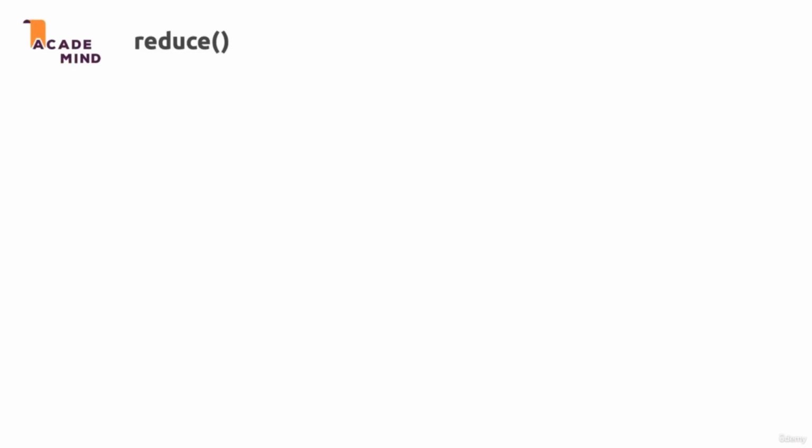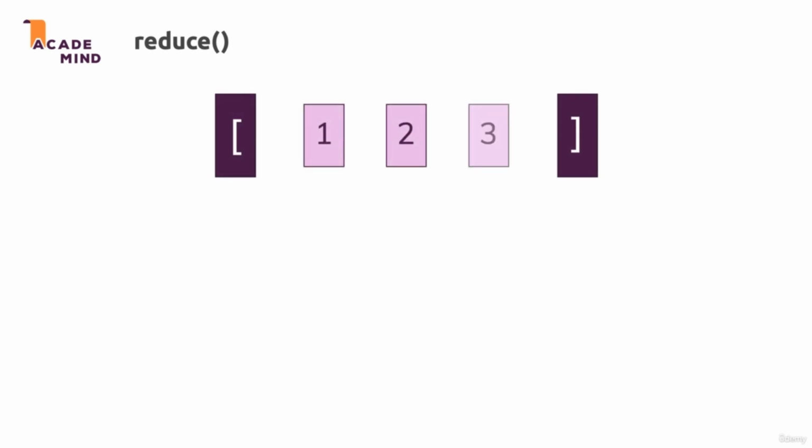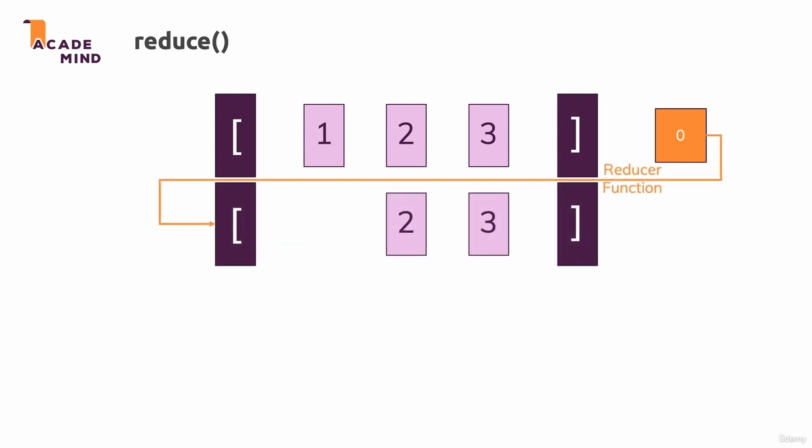Here's a graphical representation of what happens. Let's say we have an array with the values 1, 2, and 3, and we want to reduce it. We might start with an initial value of 0. Of course, you can start with any initial value, but let's say we start with 0. And now the reducer function executes. Now this means it has a look at the first element, so to say, and it returns this initial value plus that first value, which is 1.